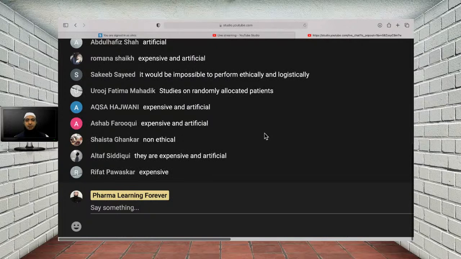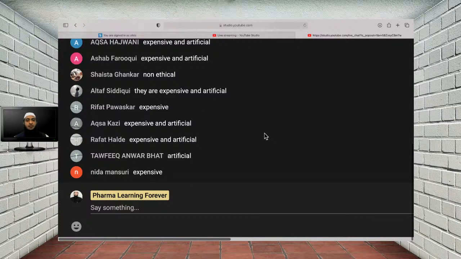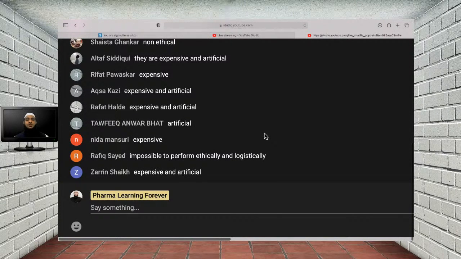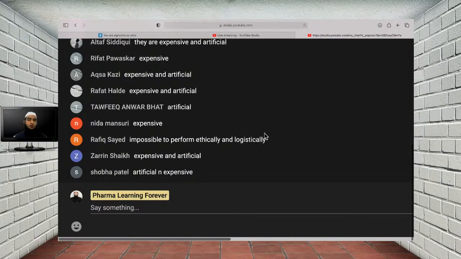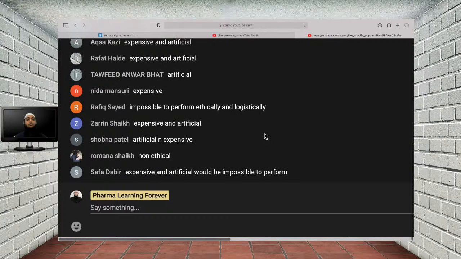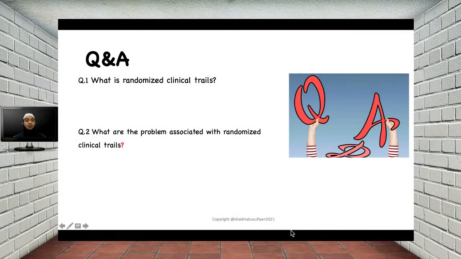Saqib has mentioned it is difficult or impossible to perform this study ethically and logistically. So performing this study logistically is difficult. You need a complete hospital setup because you are recruiting patients at your own risk, by taking their consent. So it is difficult to perform this study ethically and logistically. So these are the two important problems related to the randomized clinical trial.